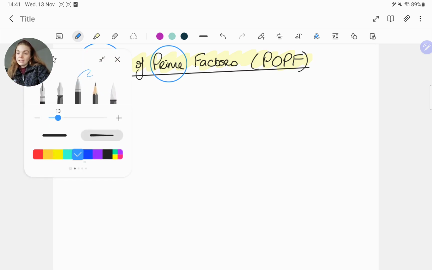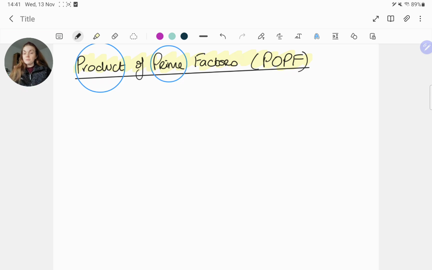So a prime number, if you watch the video, is a number that is only divisible by itself and 1. Okay, so prime numbers are only divisible by themselves and 1. The first prime number and the only even prime number is 2. Product in maths means multiply. Okay, so product means multiply. Prime is a number that's only divisible by itself and 1.